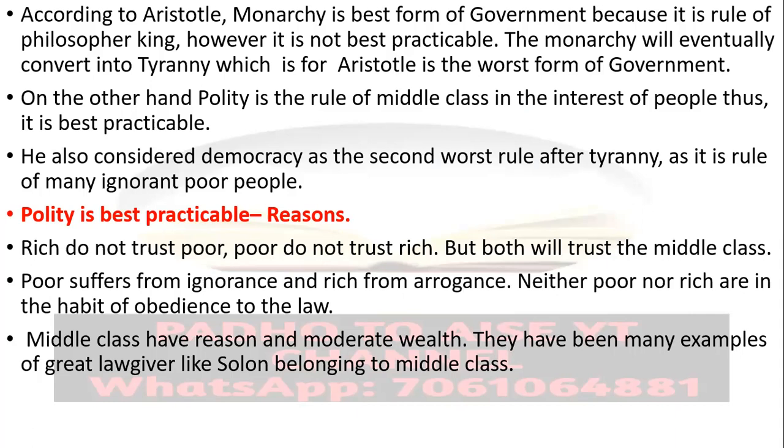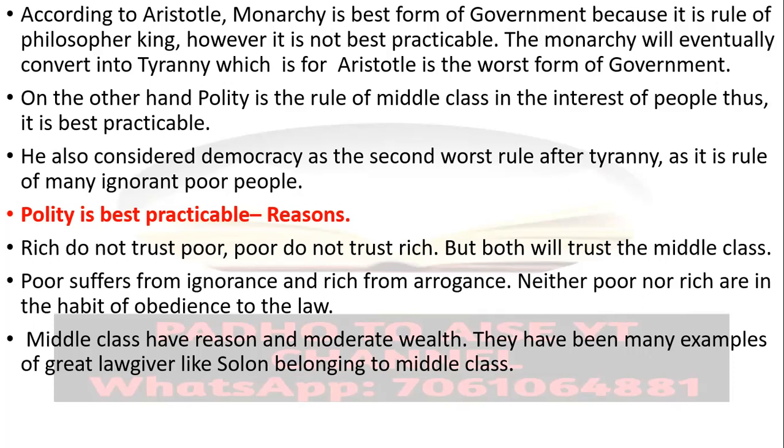Because power corrupts, and absolute power corrupts absolutely. So if there is one person in power, and if there are no checks and balances, obviously that person is going to be corrupt in a span of time. Gradually that person will be corrupted, and will rule in his self-interest, and it will give rise to tyranny. So therefore monarchy is best, but monarchy is not best practicable.